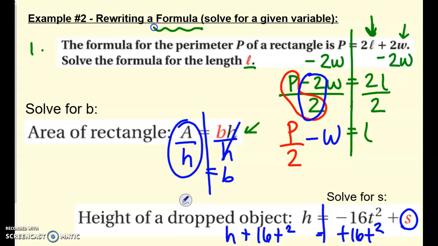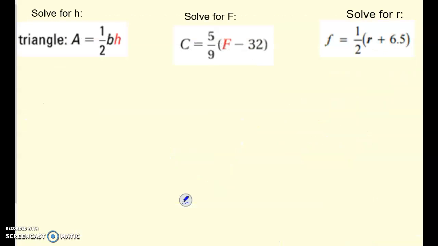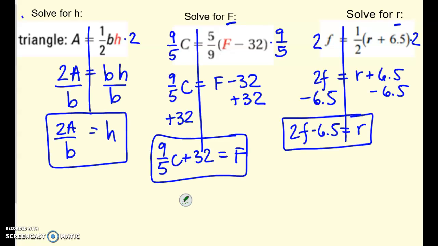Okay, and then hopefully these are on the next page. Yep, you got 3 more. So try these for practice. First one, solve for H, then solve for F, and then solve for R. So pause it here, do these for practice, and we'll come back and check. Okay, here's what I got when I solved for each of the variables that they asked for. If you solve for H here, solve for F, solve for R. All right, that was additional topic number 3.